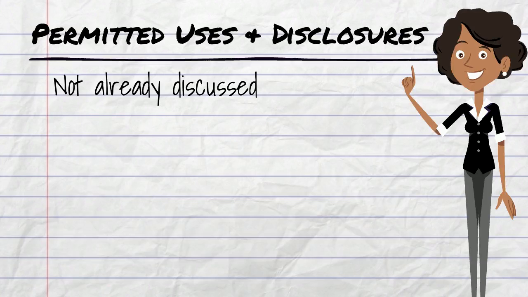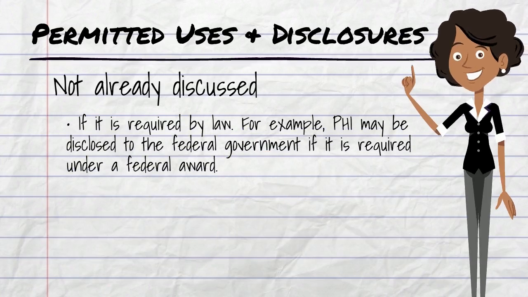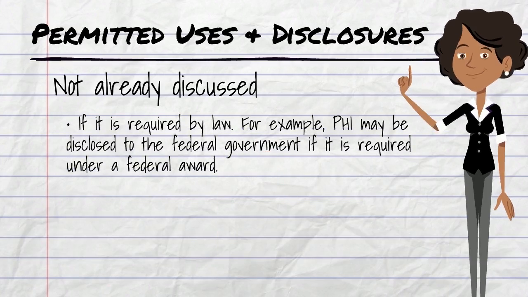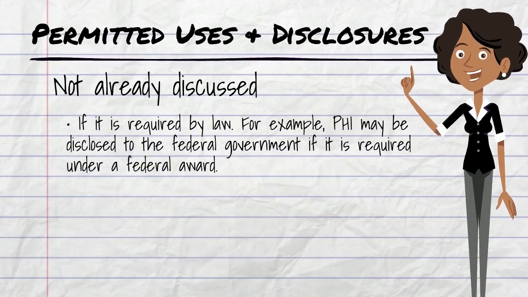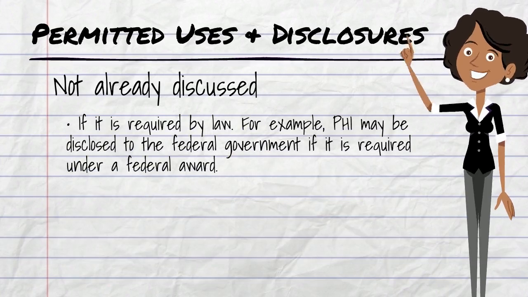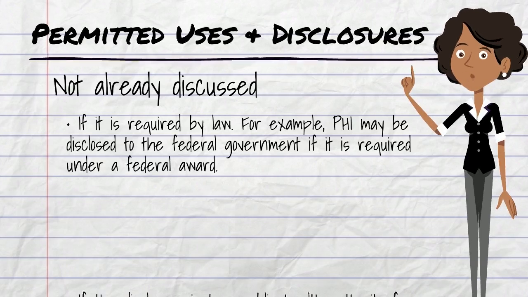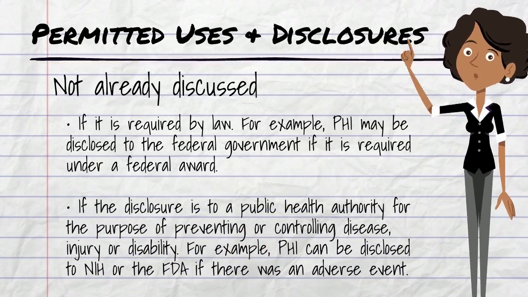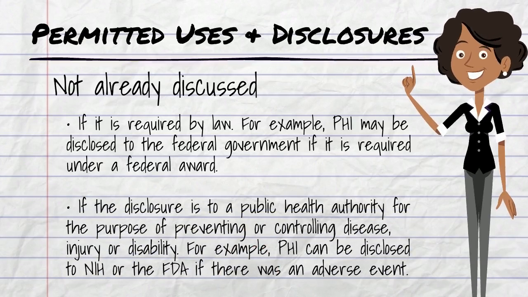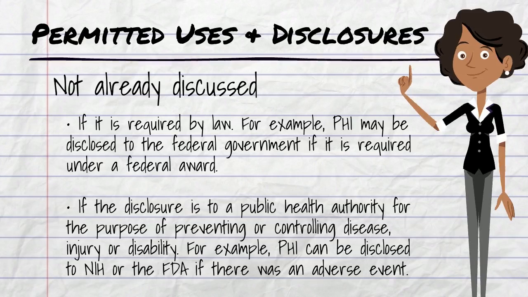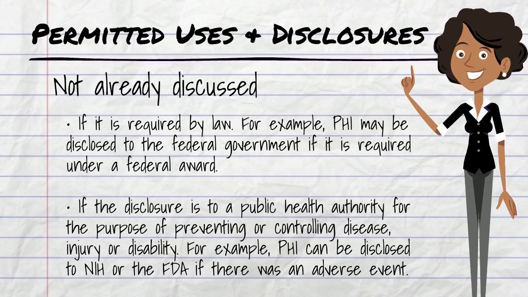If it is required by law, for example, PHI may be disclosed to the federal government if it is required under a federal award. If the disclosure is to a public health authority for the purpose of preventing or controlling disease, injury, or disability. For example, PHI can be disclosed to NIH or the FDA if there was an adverse event.